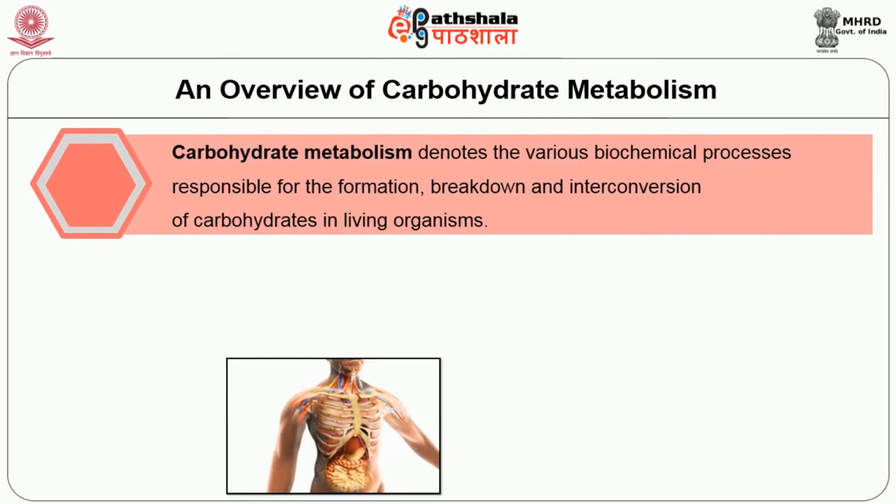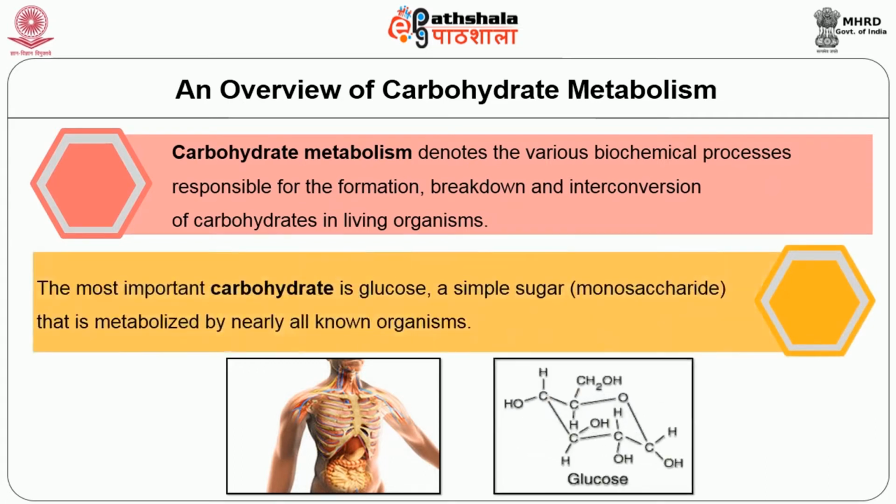An overview of carbohydrate metabolism. Students, by now you have understood how aerobic metabolism works in a system. Now you will be studying aerobic metabolism using carbohydrates as a fuel. Carbohydrate metabolism denotes the various biochemical processes responsible for the formation, breakdown and interconversion of carbohydrates in living organisms. The most important carbohydrate is glucose, a simple sugar called a monosaccharide, that is metabolized by nearly all known organisms.